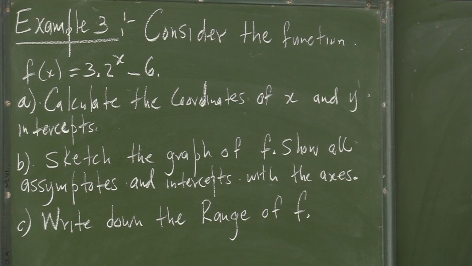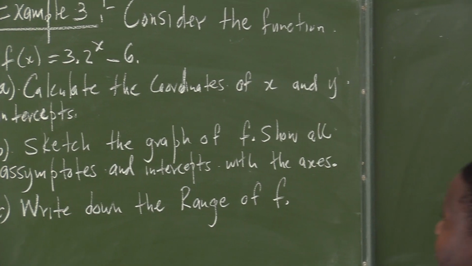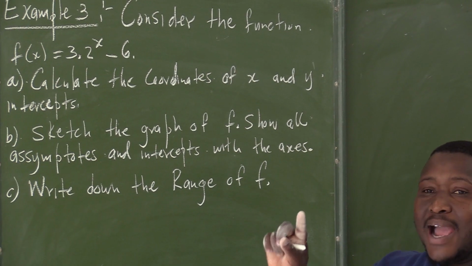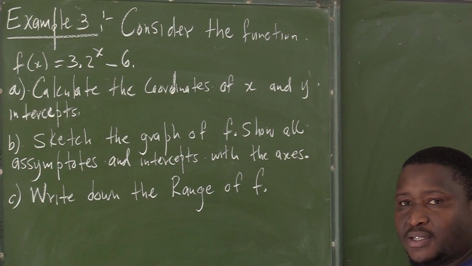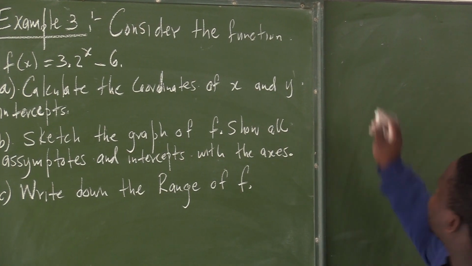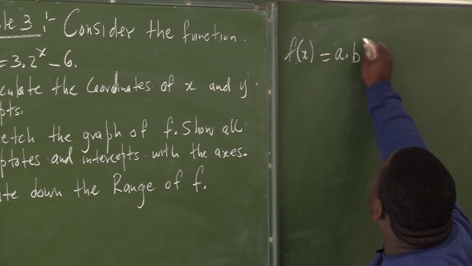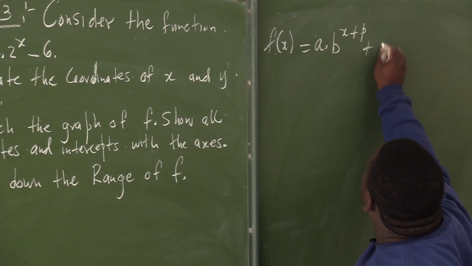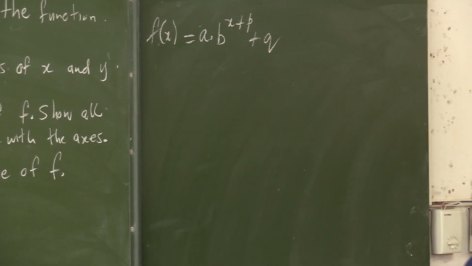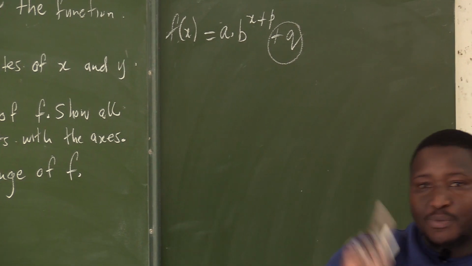Now I want us to look at the exponential curve. You see, this is where we need to collect marks. This graph, that is where we need to collect marks. The exponential graph will do two things. It will either increase or decrease. Again, if you are looking at the exponential graph, guys, let's say this is the standard form. f of x is a times b to the power of x plus p, plus q. This is the standard form of an exponential graph.